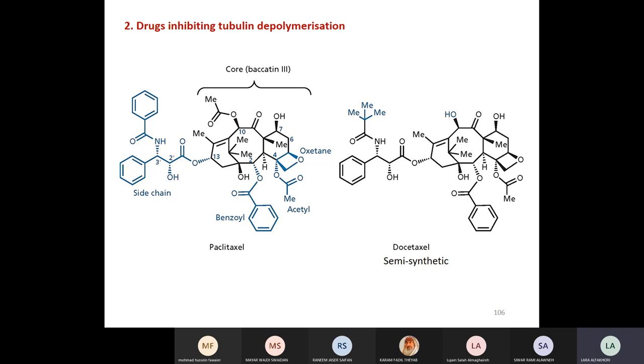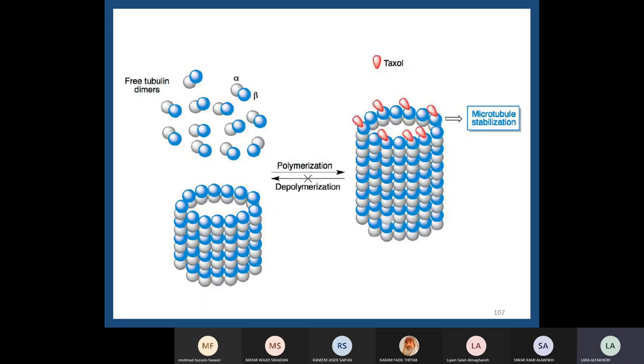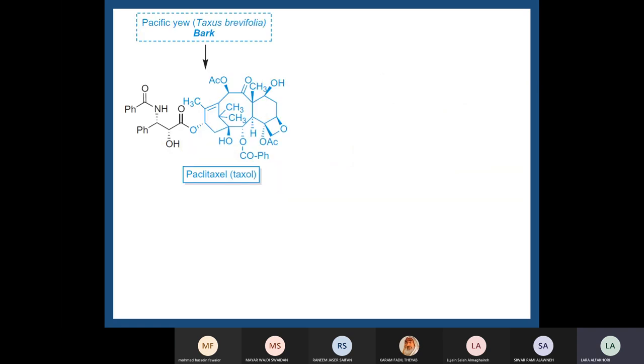I am sure Dr. Tamam talked to you about it, perhaps in detail, in terms of its source and so on. The only thing we want to talk about, besides that it inhibits the depolymerization process, is that in order to get enough of this compound to treat one patient, or at least to get one dose, you need the bark of trees that are almost 300 years old, which would lead to the death of that tree.